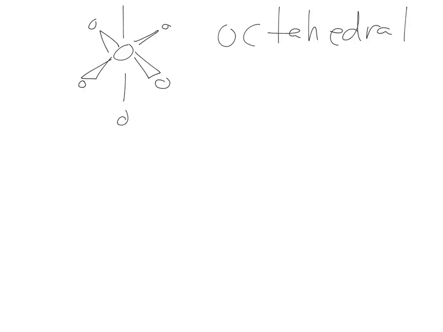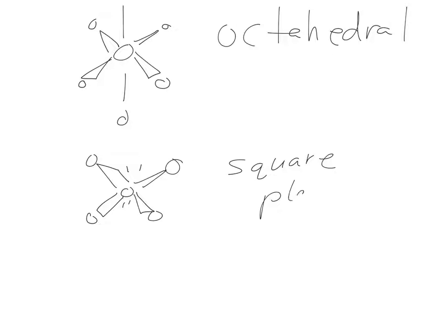Let's see what else we got here. Oh, we got this guy. Central atom, we have wedges in the back and in the front. I'm so good at drawing. But he's got lone pairs on top and bottom. This one is square planar.